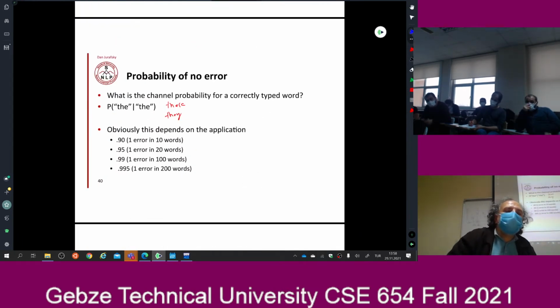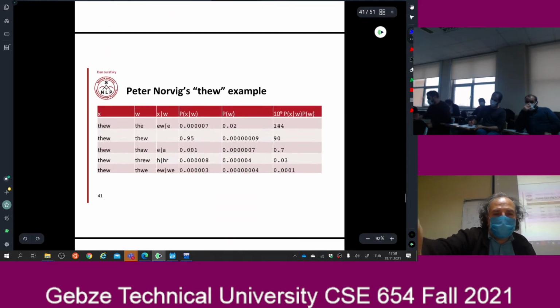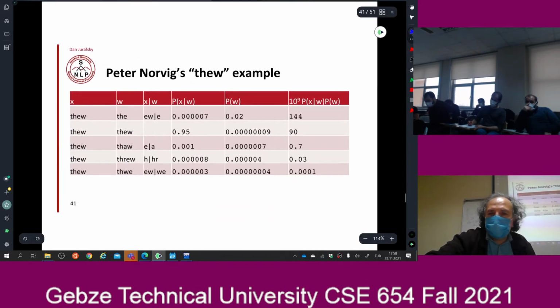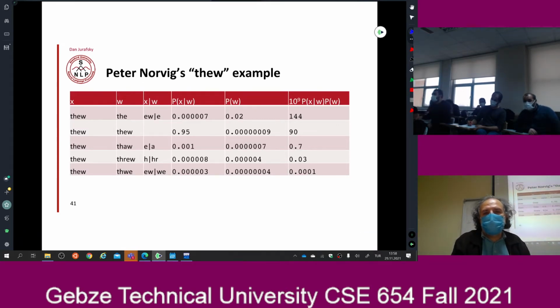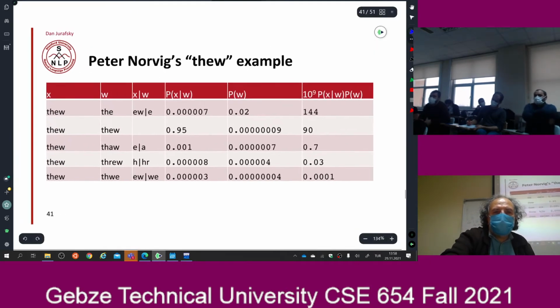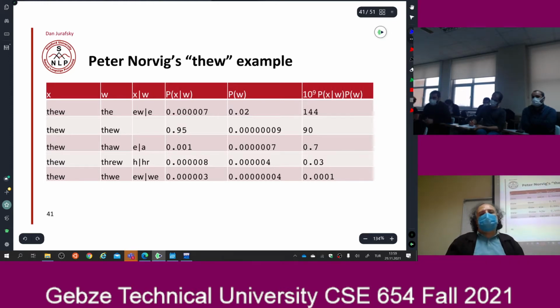It is very, very difficult to model the human mind. We do it that way. And this is Peter Norvig's example, remember that one? If I observed "thew," what is the intention? It is "the" or "thew," or, by the way, this is a real English word, "thaw" or "threw," or I don't know what these are, very rare words.